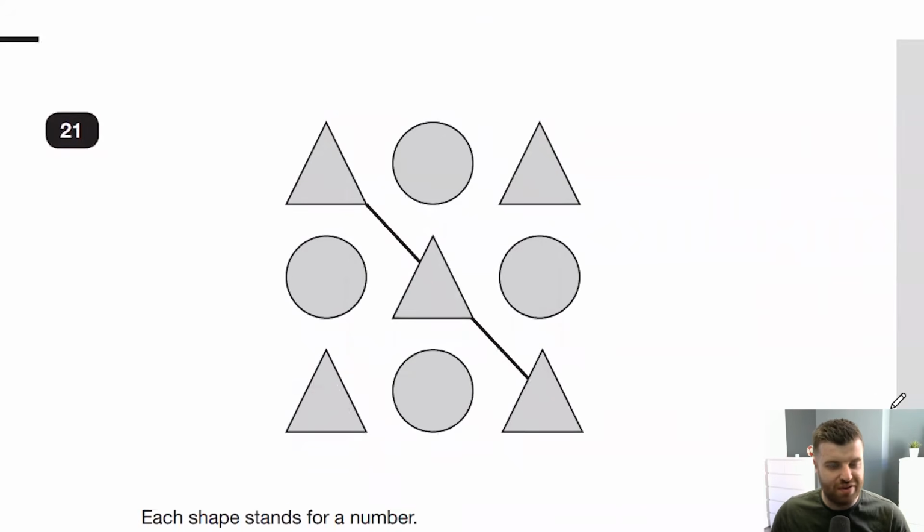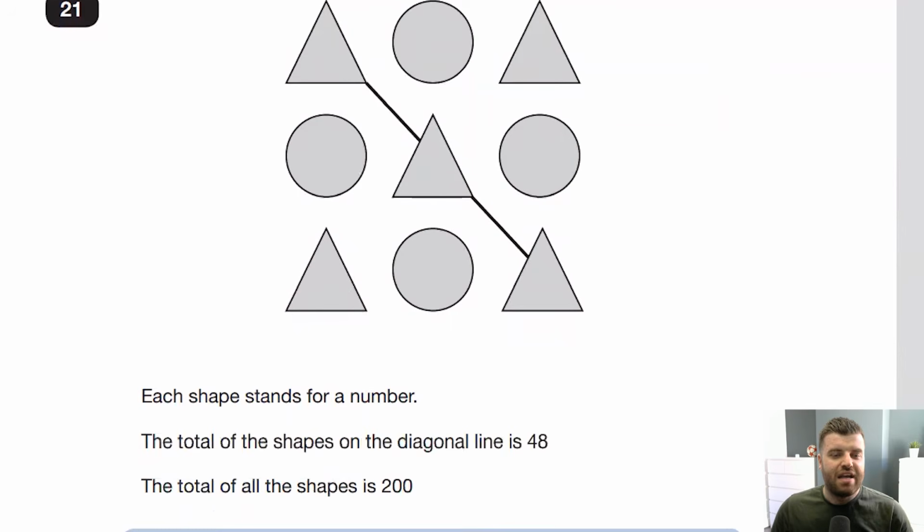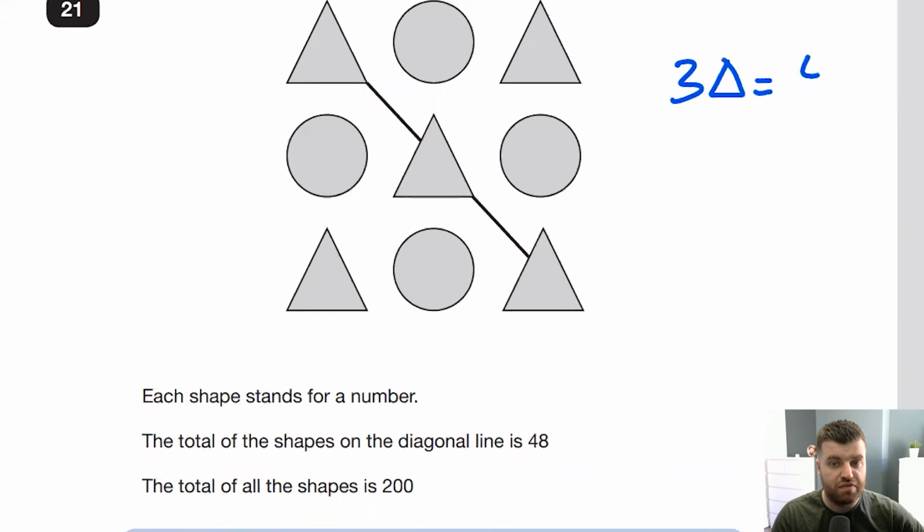Question 21. Oh, tricky paper. Let's take a look. Each shape stands for a number. The total of the shapes on the diagonal line is 48. We've even got a line here to show us. So 3 triangles equals 48. Guys, this is basically algebra, just with shapes. The total of the shapes of the diagonal is 48.